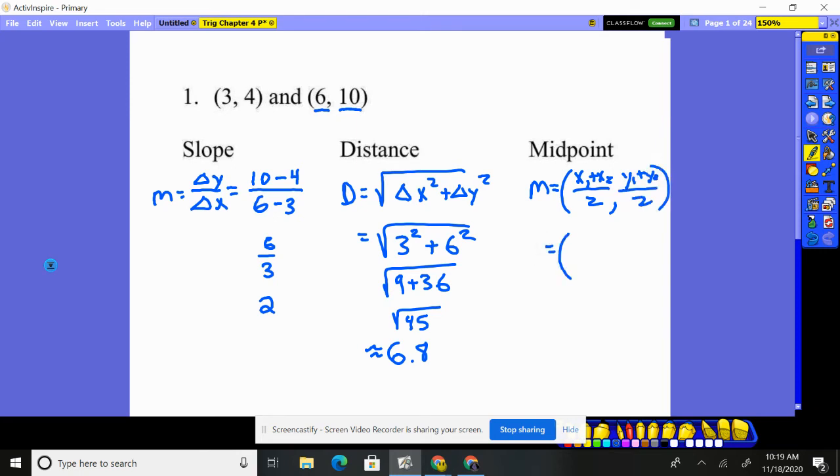So adding our x's, 3 plus 6 divided by 2. Add our y's, 4 plus 10 divided by 2. This gives me 9 divided by 2, which is 4.5, and 14 divided by 2, which is 7.